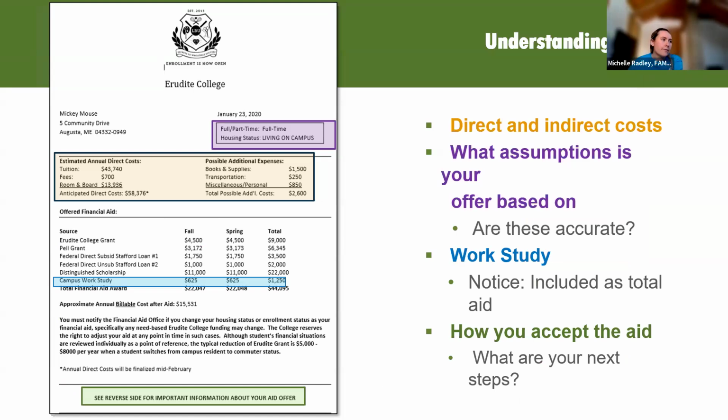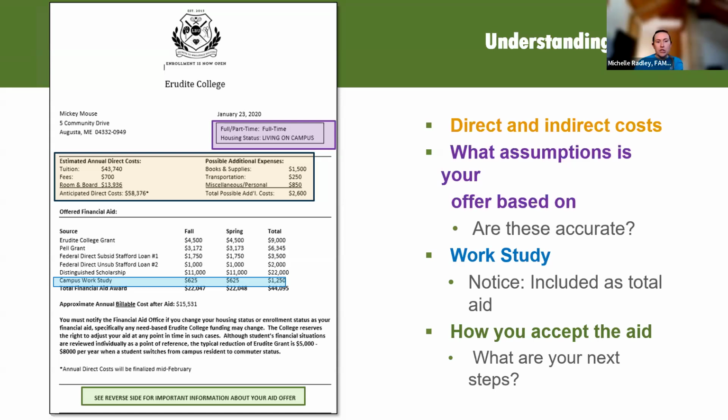And so this is the second offer letter. So you can see it looks pretty significantly different than that first one that we looked at there. You can see that the assumptions area is much smaller. So all they have is, full-time living on campus. They don't necessarily explicitly state the SAI. So maybe something you just want to make sure that what they have is correct for you.